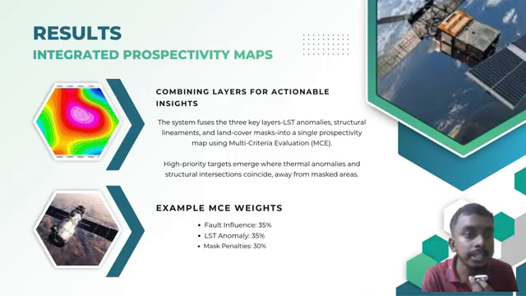Next, I will consider the integrated prospectivity maps. The ultimate goal is not just to find hotspots, but to create actionable intelligence. Our system does this by fusing three key layers: the thermal illumination, the structural faults, and the land cover mask into a single prospectivity map.